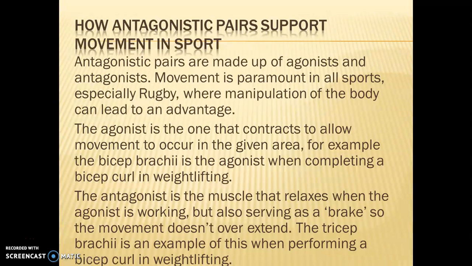The agonist is the one that contracts to allow movement to occur in the given area. For example, the biceps brachii is the agonist when completing a bicep curl in weightlifting. The antagonist is the muscle that relaxes when the agonist is working, but also serves as a brake, so the movement doesn't overextend. If it does overextend, it may potentially injure the performer.